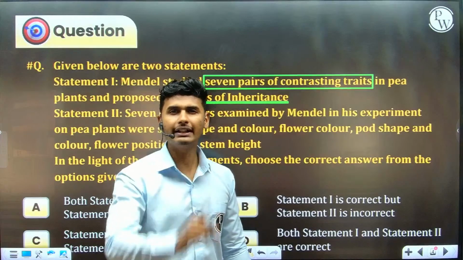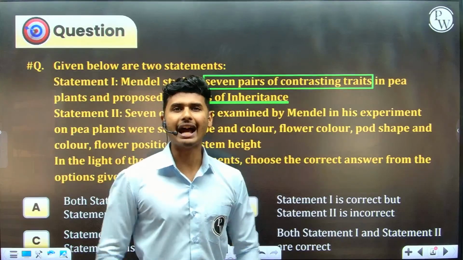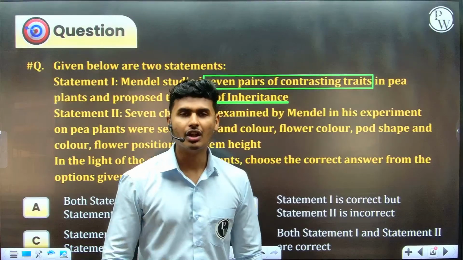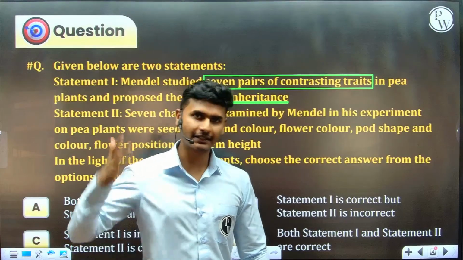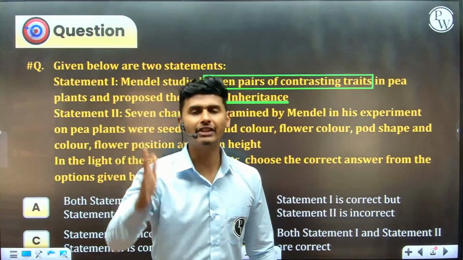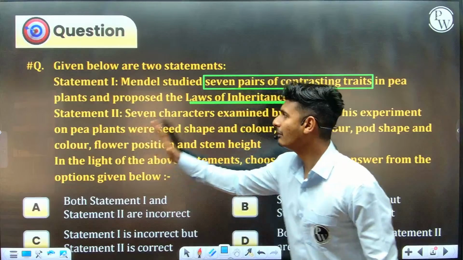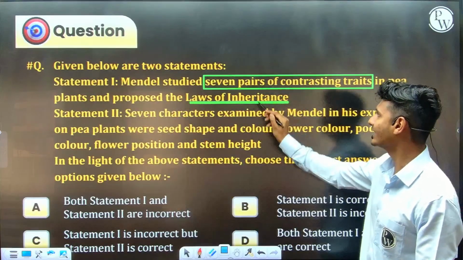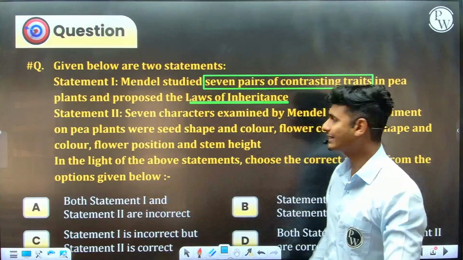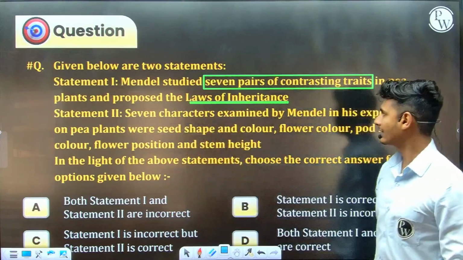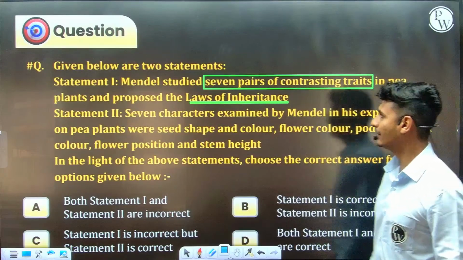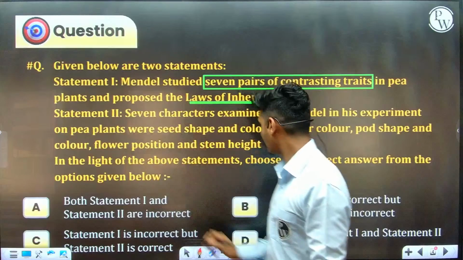Only one law is universally acceptable, and this law is the law of segregation. The law of dominance has some deviations, and the law of independent assortment also has some deviations. We are going to discuss this topic, but the first statement is true. Statement 1 is correct. Now the second statement: 7 characters examined by Mendel in his experiment on pea plant, where, look, first they are saying seed shape.